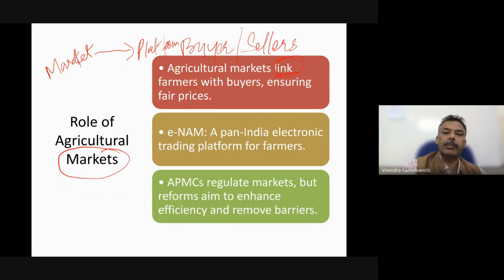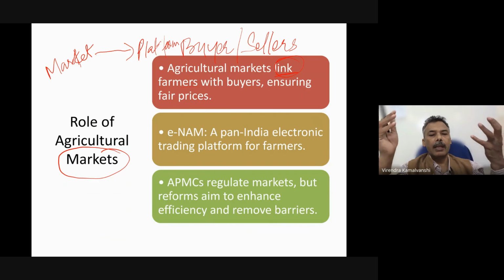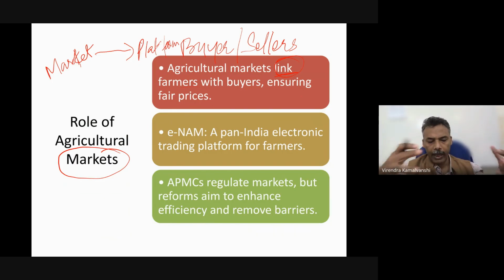It is a link between the farmers and buyers, ensuring fair prices. Okay, so they basically interact in the market. They may purchase, they may not purchase. It is a platform where they interact, and if they decide to purchase, they will purchase. If they don't, then they have their own way. Okay, so eNAM started its electronic platform all over India, and from there many farmers took benefit.